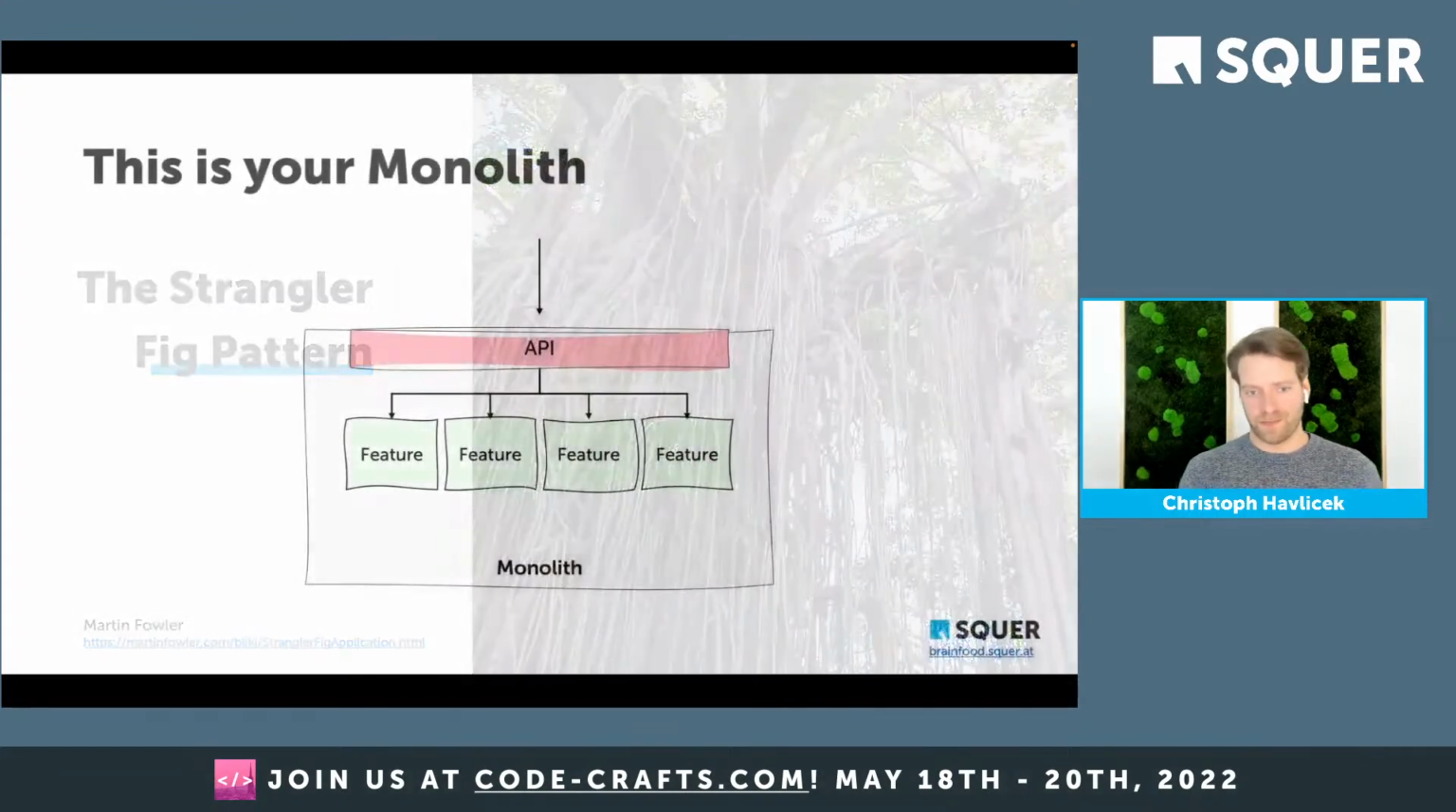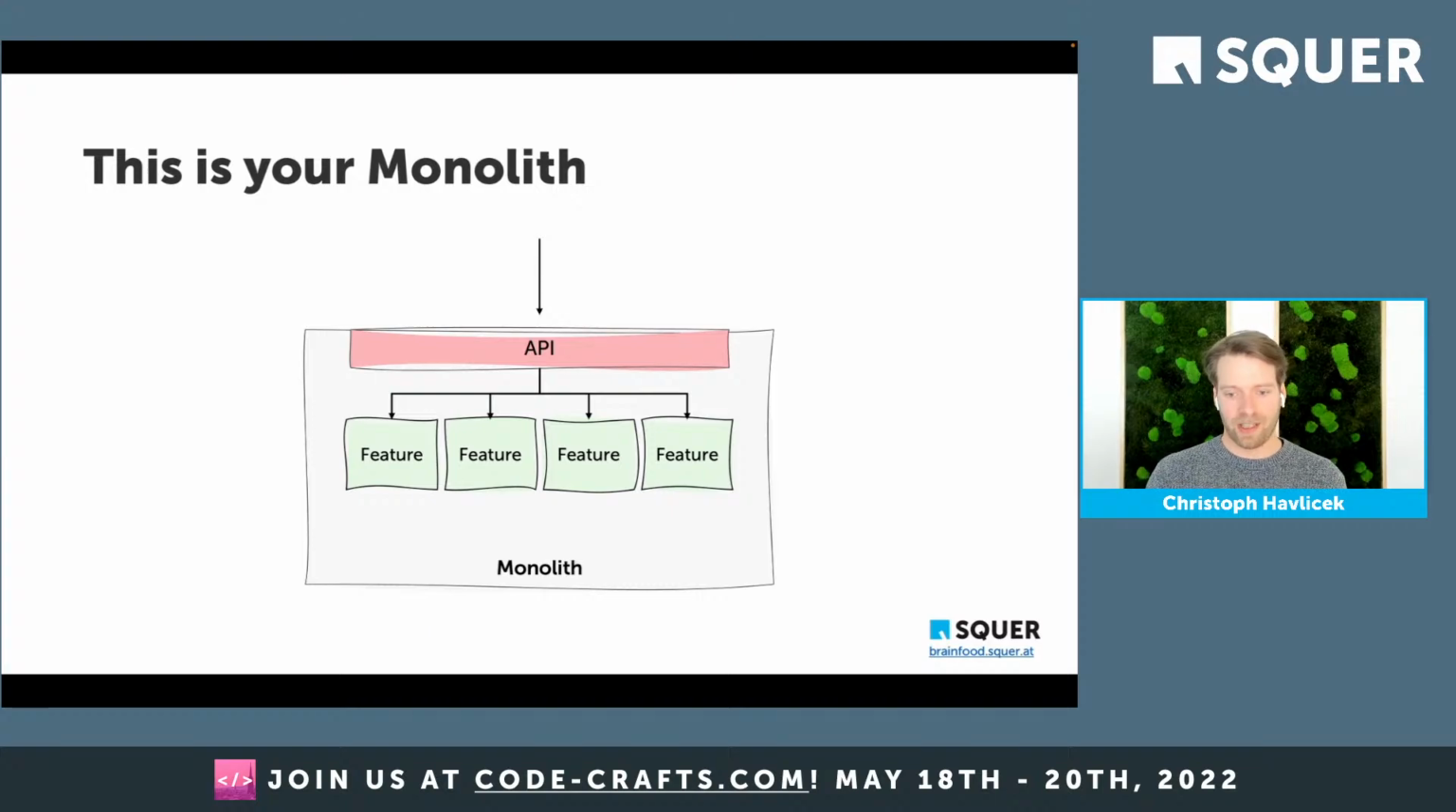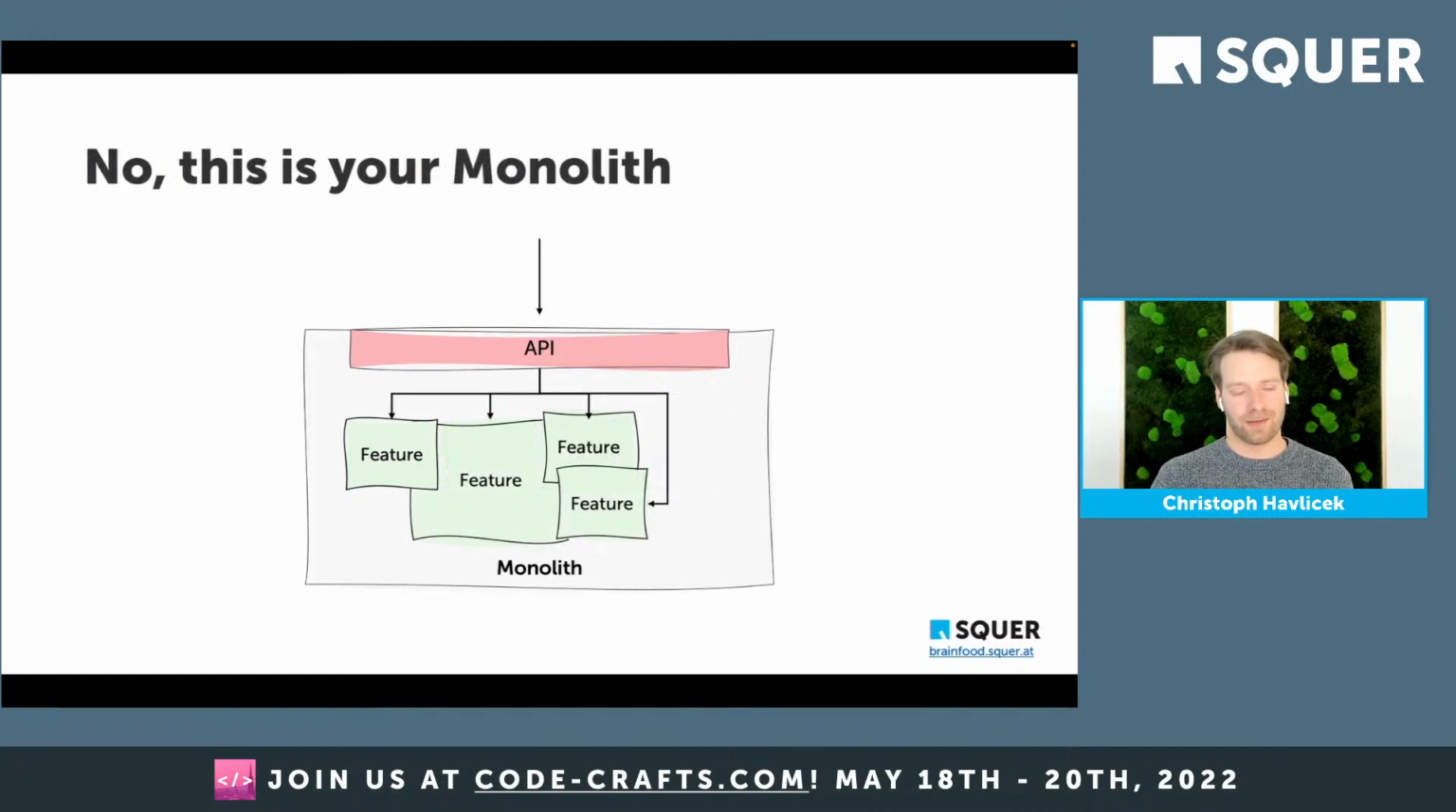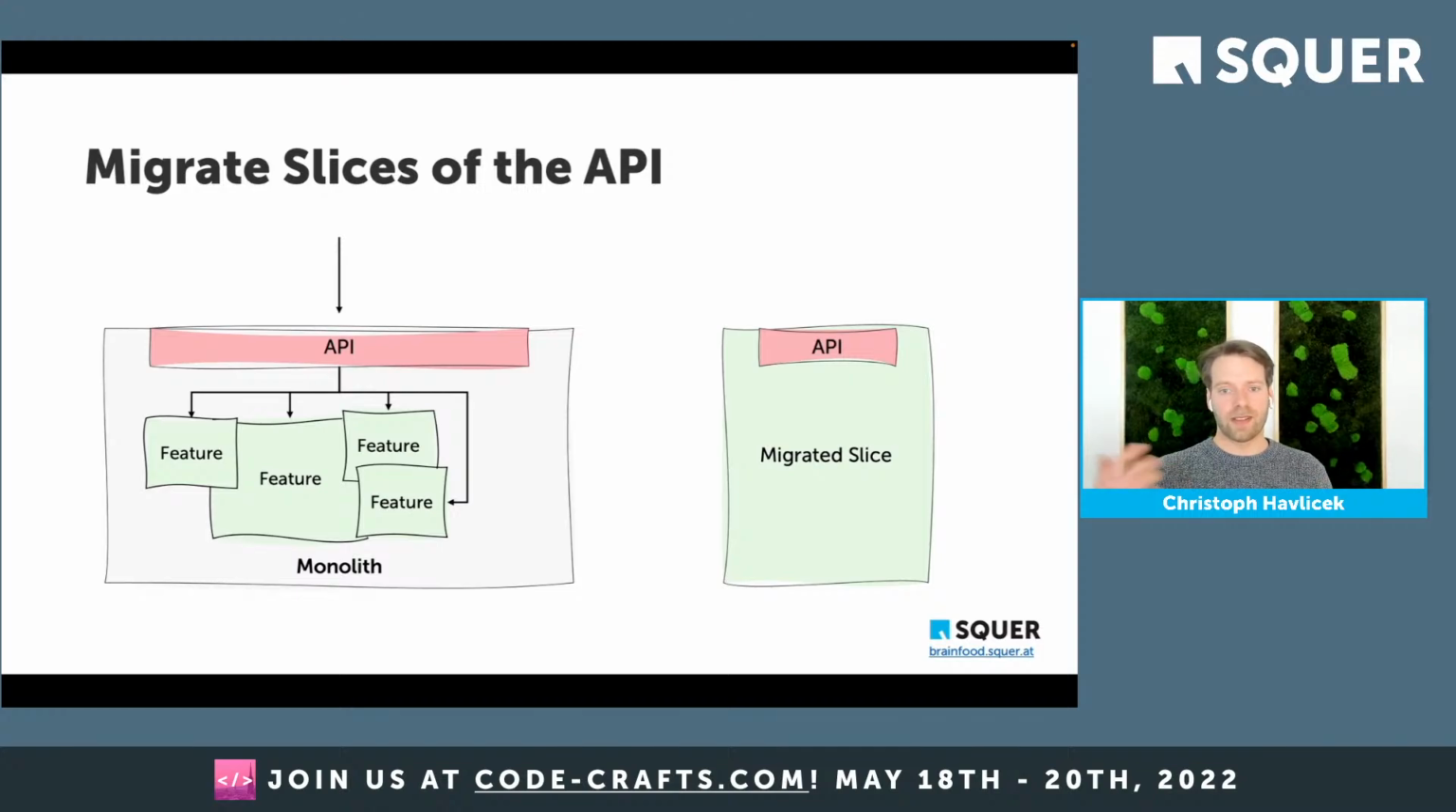So let's start off with an abstract representation of your monolith. This representation is probably not very accurate because usually it is not as cleanly organized as this. It's usually something like this. Your monolith, a big pile of features all interconnected with no clear separations. And what the strangler fig pattern does is we take parts of the big API, which is usually covering lots and lots of different use cases, and we're going to re-implement these parts of an API in a migrated slice.